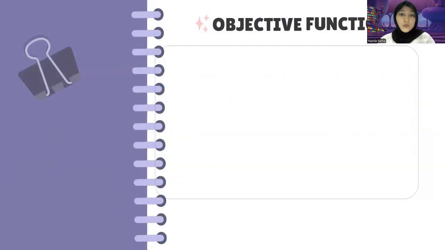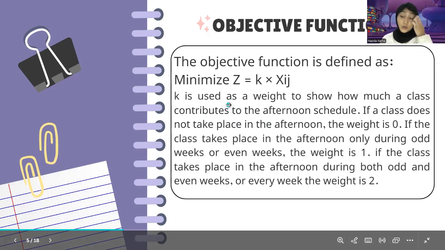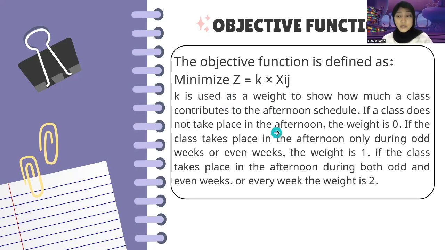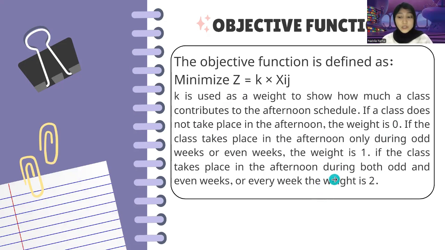And after that, we need to determine the objective function based on the problem that we've got before. Here, the objective function is defined as minimize Z equals K times Xij, where K is used as the weight to show how much a class contributes to the afternoon schedule. If a class doesn't take place in the afternoon, the weight is 0. If the class takes place in the afternoon only during odd weeks or even weeks, the weight is 1. But if the class takes place in the afternoon during both odd and even weeks, or every week, the weight is 2.